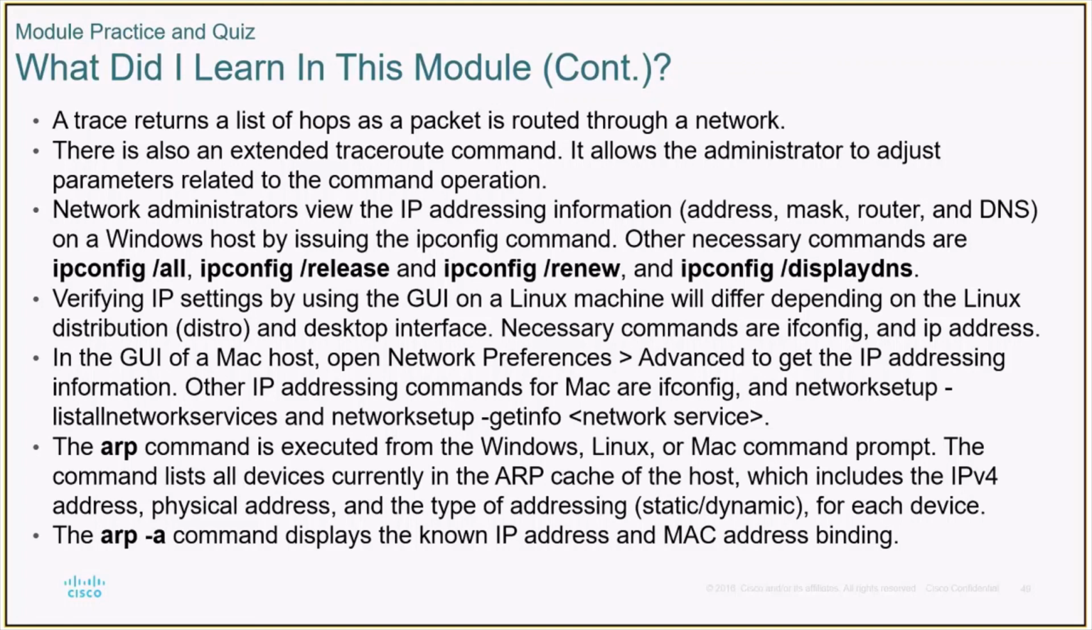The arp command is used from Windows, Linux, and Mac, and so you can get a listing of IP to MAC address relationships. arp -a, of course, is what gets you that list.